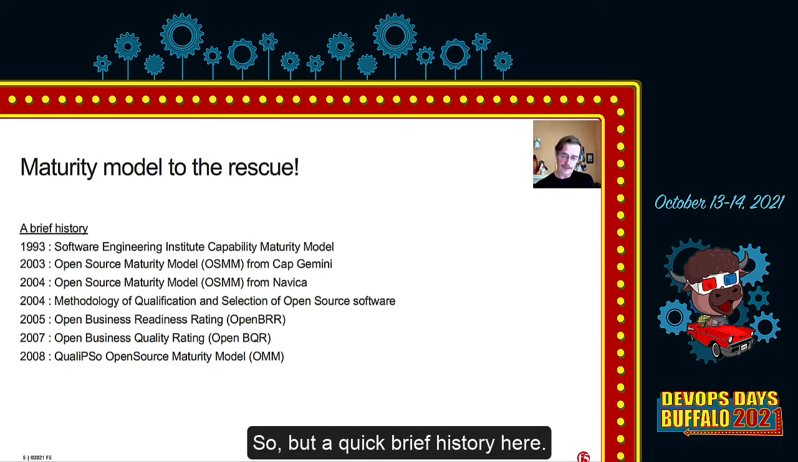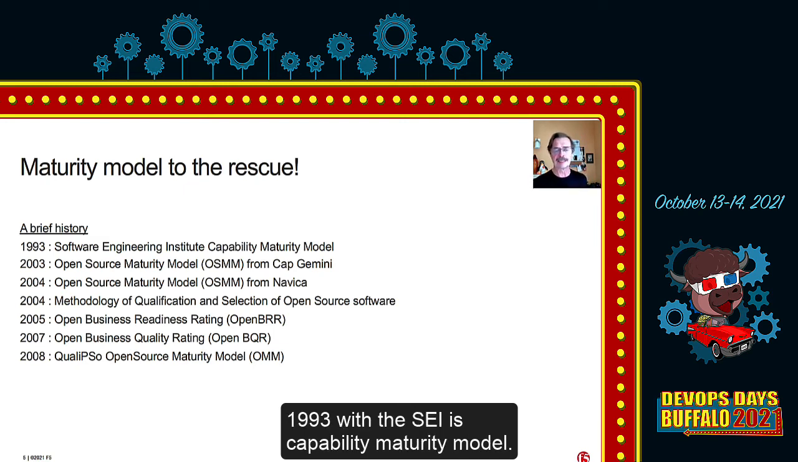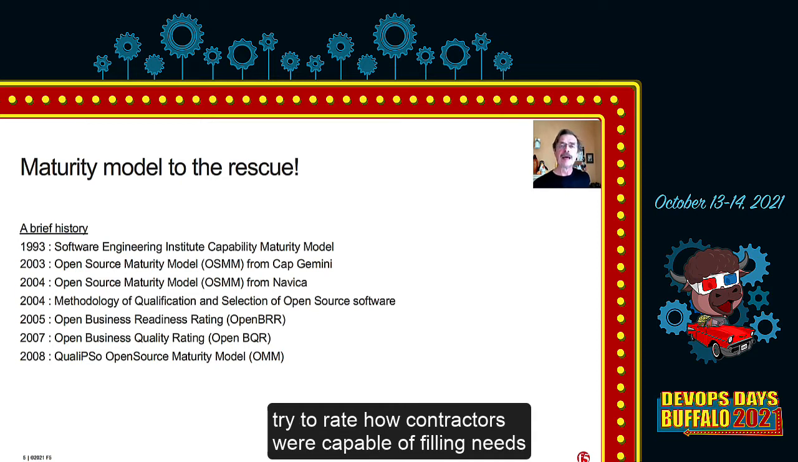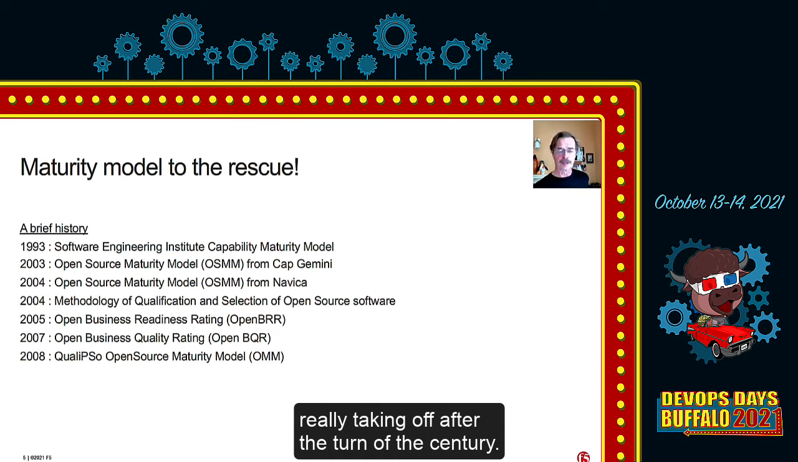So, a quick brief history here. The first concept of this maturity model kind of started in 1993 with the SEI's Capability Maturity Model. And it was actually built for DoD to manage and monitor and try to rate how contractors were capable of filling needs. From then, it sort of grew up, and then we ended up with the open source world really taking off after the turn of the century.